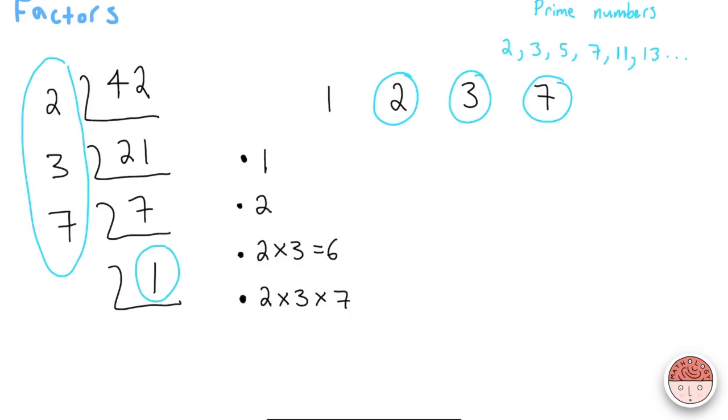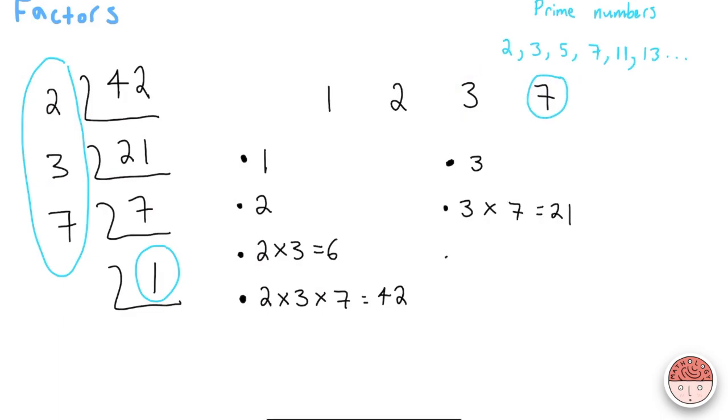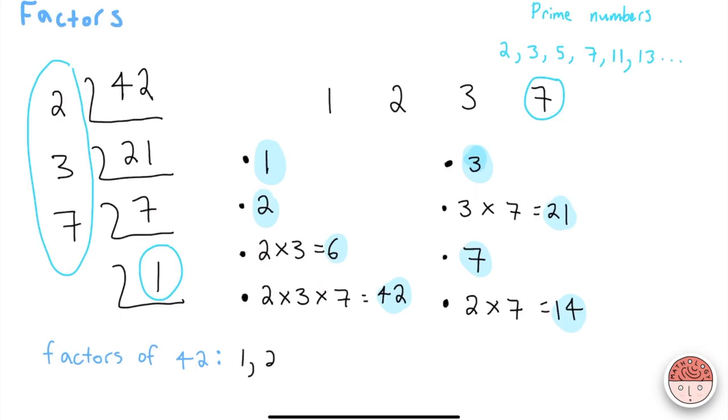We then move on to 3. 3 is one of the factors of 42, so we write that down. 3 can also be paired up with 7. 3 times 7 is 21. The next possible factor is 7, so we include that. And then lastly, the other possible combination left is 2 times 7, 14. So all of the highlighted numbers here are the answer to all the factors of 42. The factors of 42 include 1, 2, 3, 6, 7, 14, 21, and 42.